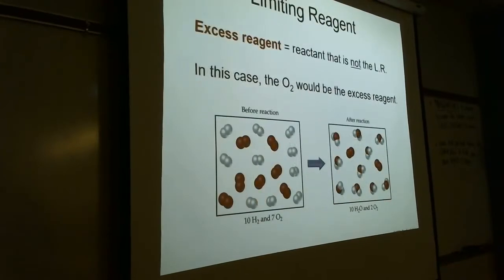Okay, now the excess reagent is the reactant that is not limiting. So when we used the word excess a few minutes ago, that's what it means, right? You've got extra. So in this problem, I had O2 left over. That makes it the excess reagent. So the one that you don't run out of first, the one you've got leftovers of, is called the excess reagent. The one that you run out of first is called the limiting reagent. So in my cookies example, the flour and the butter and the milk and the chocolate chips, right? Those are all excess reagents. Limiting reagent was sugar. Make sense?